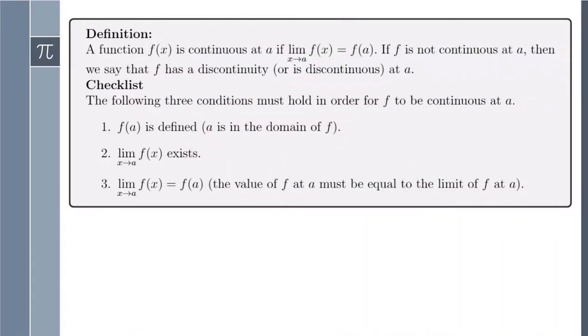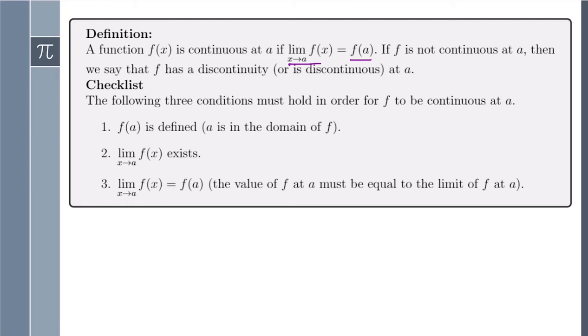So a function f of x is continuous at a if the limit of f of x as x approaches a equals the value of the function at a. So if f is not continuous at a, then we say that f has a discontinuity, or f is discontinuous at a.